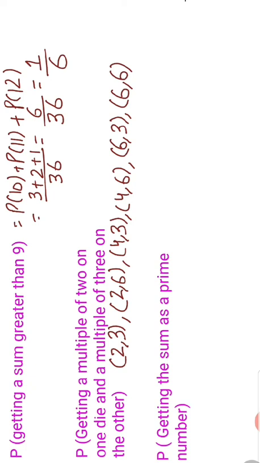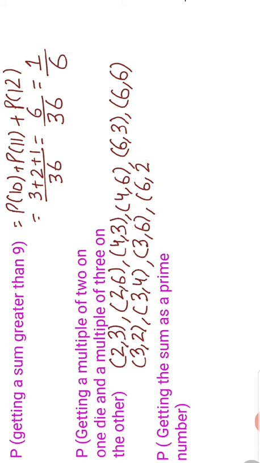Now consider the cases where there is a multiple of 3 on the first die and a multiple of 2 on the second die. So 3 comma 2, 3 comma 4, then 3 comma 6, 6 comma 2, 6 comma 4. Now 6 comma 6 is already included here. So the total number of favorable outcomes is 11. Now the probability will be equal to 11 by 36.